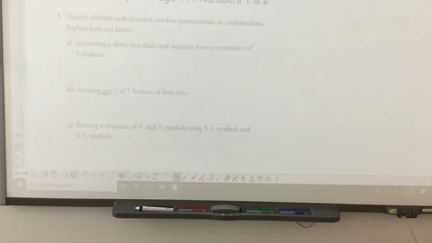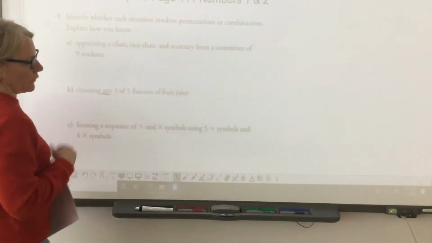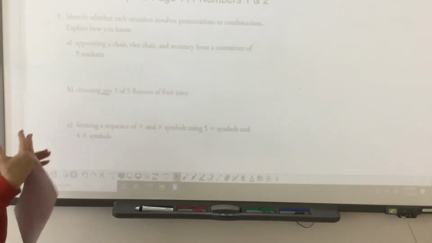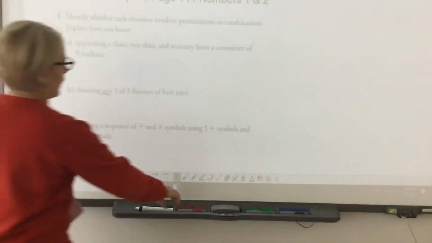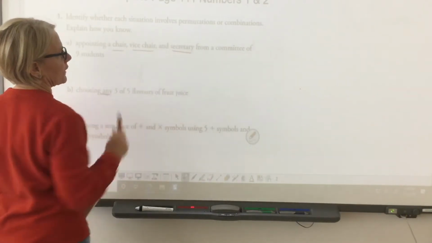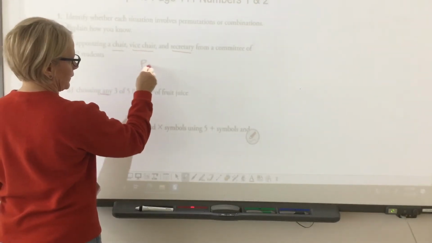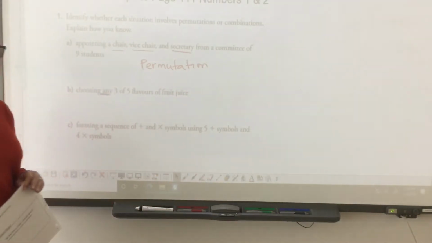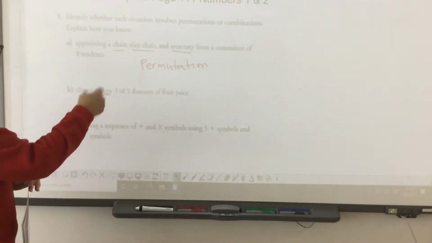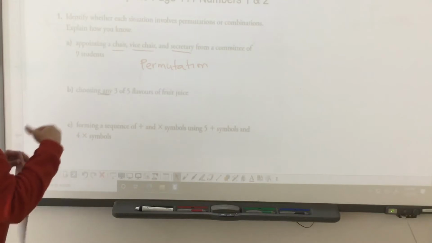So for the first one, appointing a chair, a vice chair, and a secretary from a committee of 9 students. So we're choosing 3. It's a committee. So then I'm thinking, is there a particular order to my committee? Is there a position involved in my committee? And since we have to have a chair, a vice chair, and a secretary, then there are positions, and so this makes it a permutation. And that's where we get this wording of order matters. If someone's a chair versus a vice chair, they're different, right? They have different responsibilities, all of that, so the order is important.